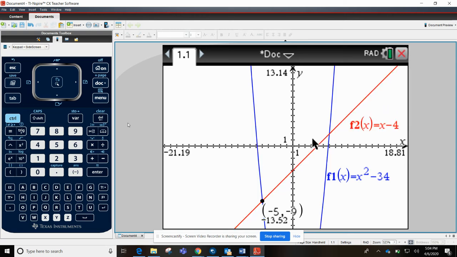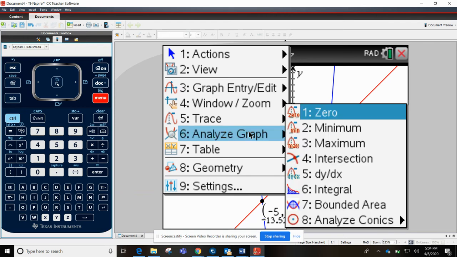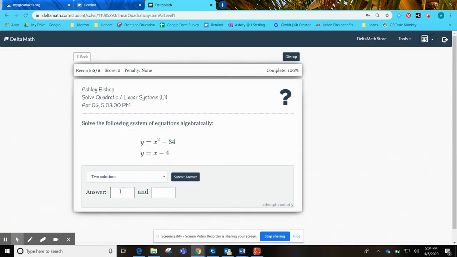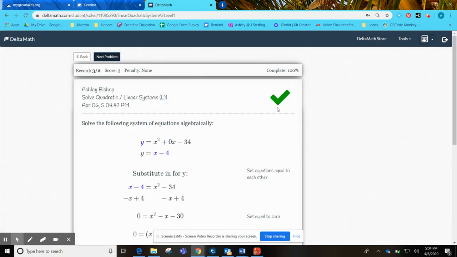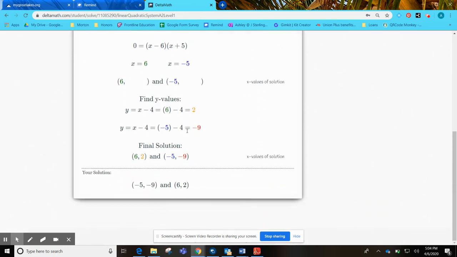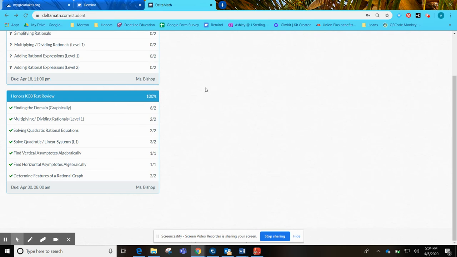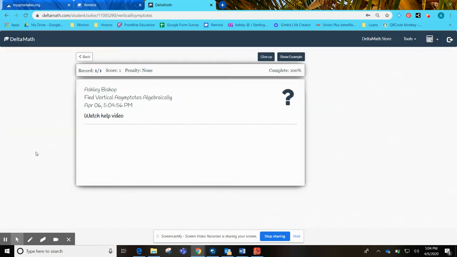So I have another intersection over here, so I have another answer. I have to go to analyze graph, intersect, left, right. And then my other answer happens at 6, 2. So if I take that answer and put it in Delta Math, I have -5, -9, and 6, 2. Submit my answer. Yep, and it's right. So I saved myself a lot of time not doing it algebraically. So I just suggest that you do it with your calculator.